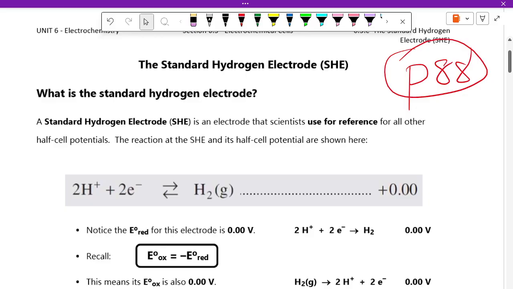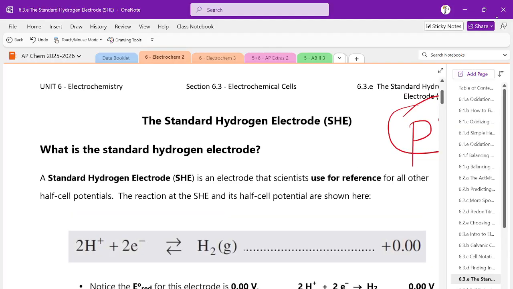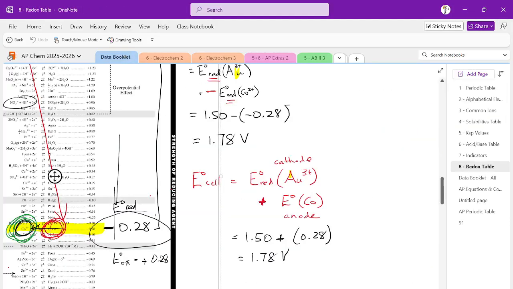Okay, so we're going to be talking about the standard hydrogen electrode. This does come up on AP quite often. In terms of what you need to know for regular chem, you just need to know that it is the reaction that takes place in the middle of your reduction potentials chart. So if you could get out your pink sheet. All right.